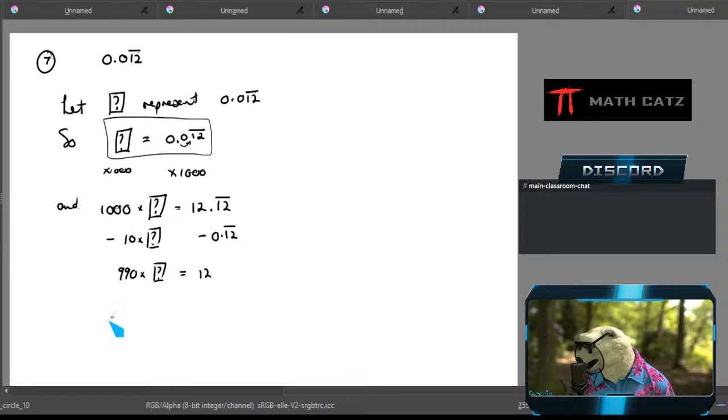There's my multiplication sentence, and then I can have an equivalent division sentence as 12 divided by 990, or of course the fraction therefore is 12 over 990.